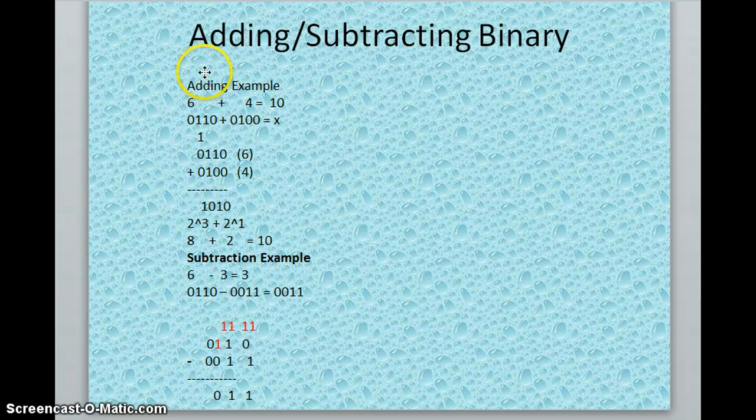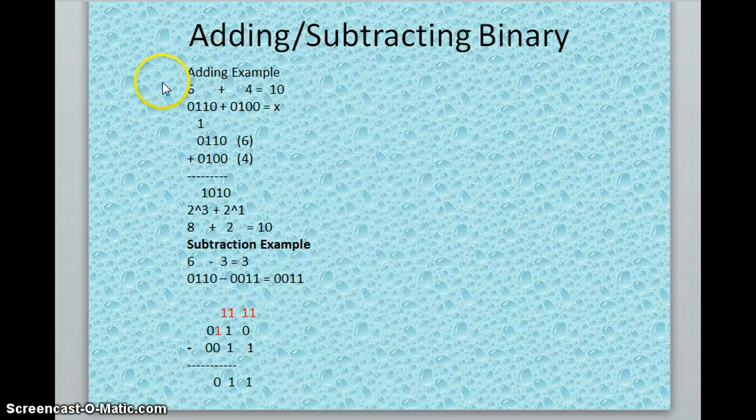So let's take the adding example first, and we'll say, what is this really about? How do we do this? So 6 plus 4 equals 10. That'd be pretty easy because we have fingers and we can tell. For a computer, maybe not so easy because they have to convert the numbers, so let's just convert it for them and make it easier to add.